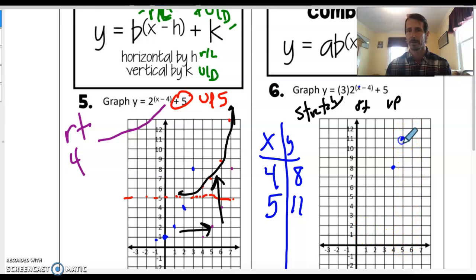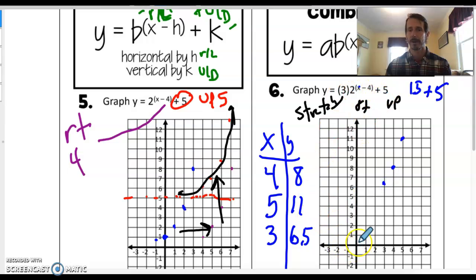You can tell that I'm already going to be shooting off this page, so I'm going to go the opposite direction. I'm not going to put a 3 in. 3 minus 4 is negative 1. 2 to the negative 1 is a half. So I've got 3 halves plus 5. Well, 3 halves is 1 1/2. And 1 1/2 plus 5 is 6 1/2. So I go 3 and I go up 6 1/2. And I'm telling you that's about the best I'm going to do.